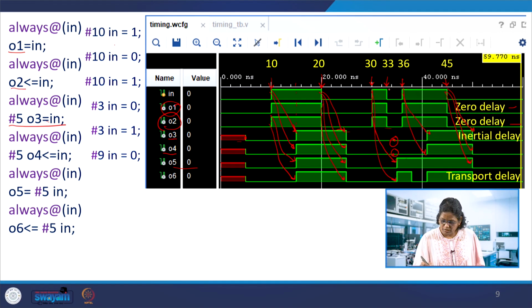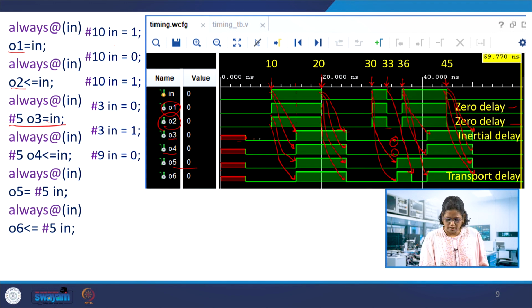And even if there is a change before this assignment, that would also be considered in the case of non blocking, so the old values are also preserved. So, you can see the reflection of this 33 as well as 36 at the output, and 45 even has the delay. So, this is the transport delay which reflects every change in the input. That is what the infinite switching case of the model is, that is, the transport delay.